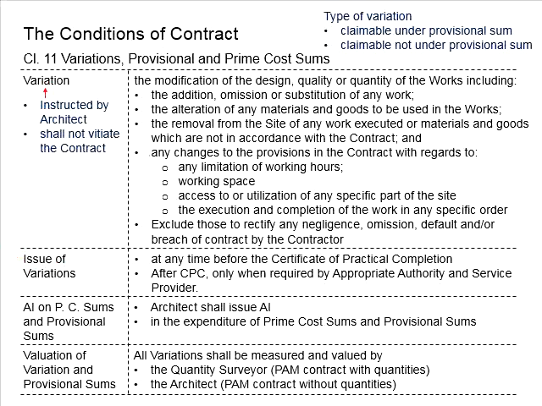Next, we talk about when these variations occur. Under normal circumstances, it can happen anytime before the certificate of practical completion. That means during the project and before the completion of the project. Upon completion of the project, theoretically no variations will be involved.